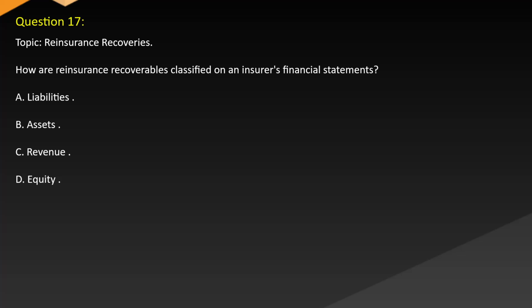Question 17. Topic: Reinsurance recoveries. How are reinsurance recoverables classified on an insurer's financial statements? A. Liabilities. B. Assets. C. Revenue. D. Equity.